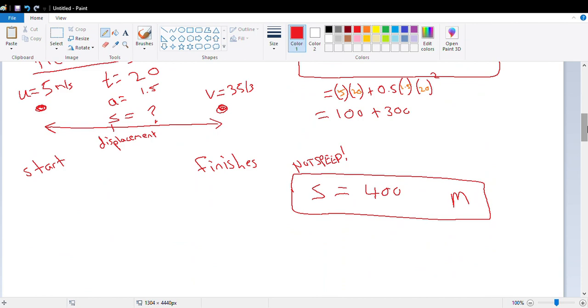Okay. Our answer is 400, and it has to do with displacement, distance. And we're talking about the speedboat. We're talking about the speedboat accelerating at 1.5 meters a second for 20 seconds. So over the 20 seconds, the boat has traveled 400 meters.